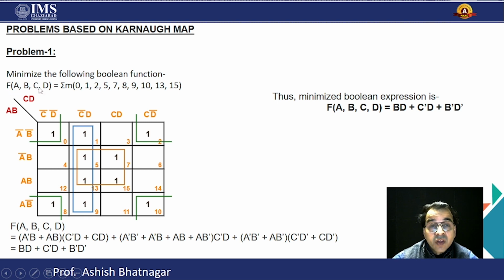That means we will create the 4 by 4 K-map. It means a 4-variable K-map, right? So A, B, C, D are the 4 variables. That means we have to create the 4-variable K-map, having the summation that represents the sum of products. So to minimize the minterms, you are given the minterm values, like 0, 1, 2, 5 and so on.